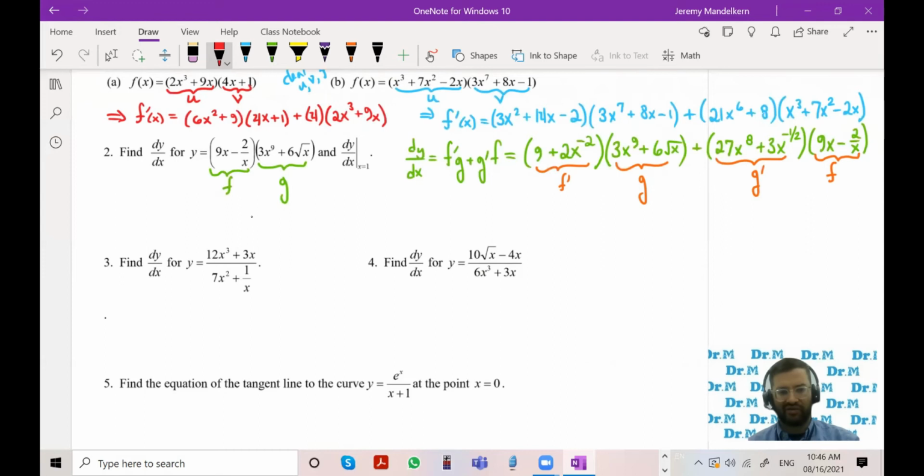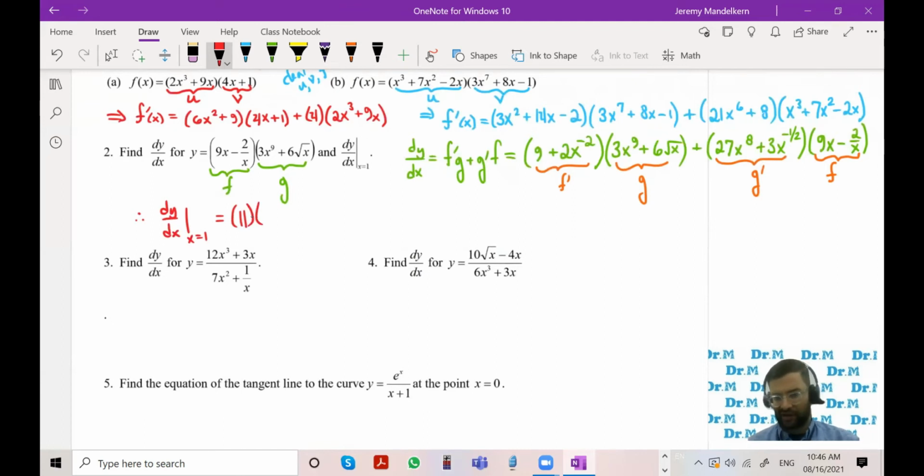Sure enough, I need to evaluate this derivative at x equals 1. So we can say, therefore, dy/dx at x equals 1, and just super meticulously replacing all of the x's by 1. So the x to the minus 2 is now 1 over x squared, or 1 over 1 squared. So that term itself is going to be 1, but then there's a 2 factor in front. So it's going to be 9 plus 2, or 11.